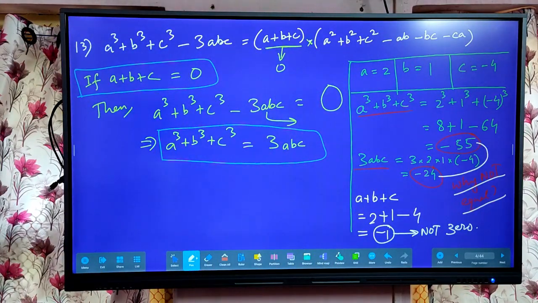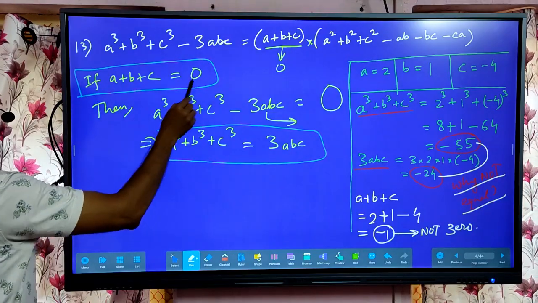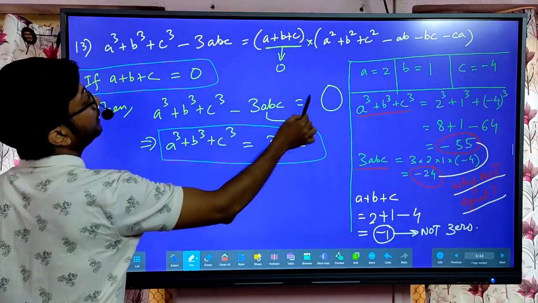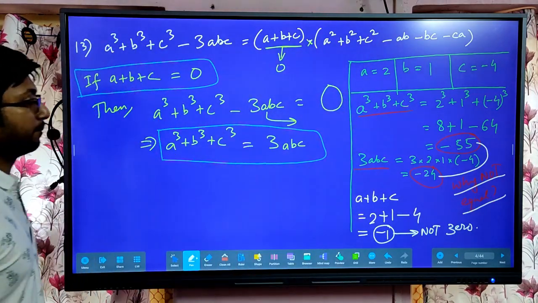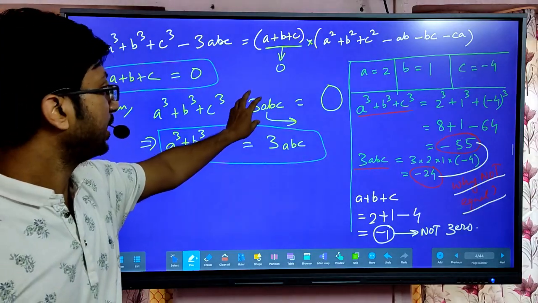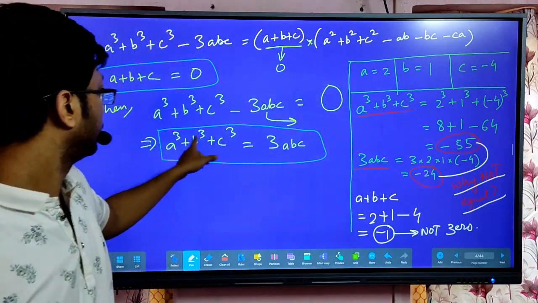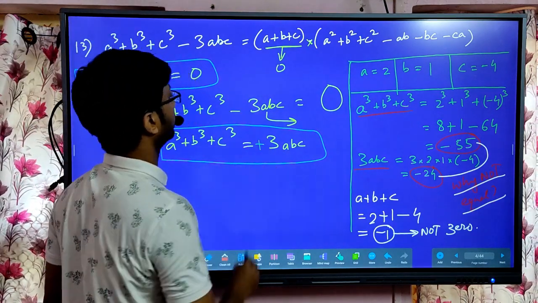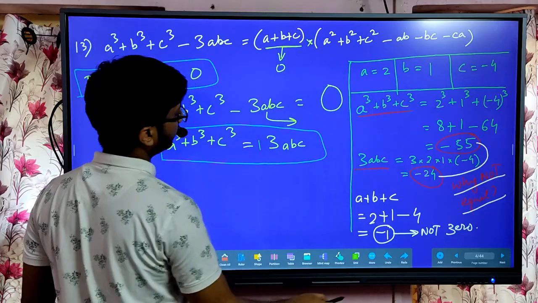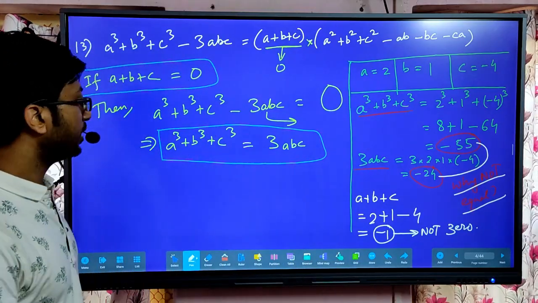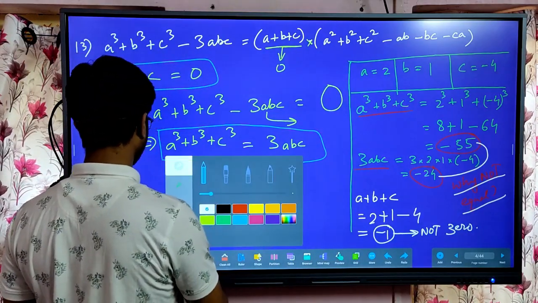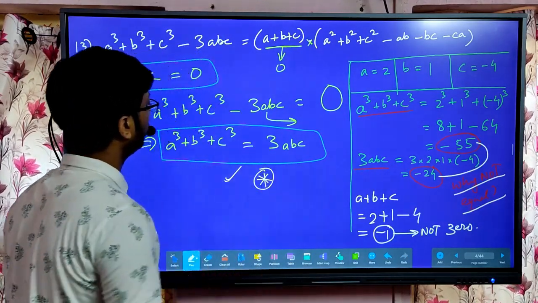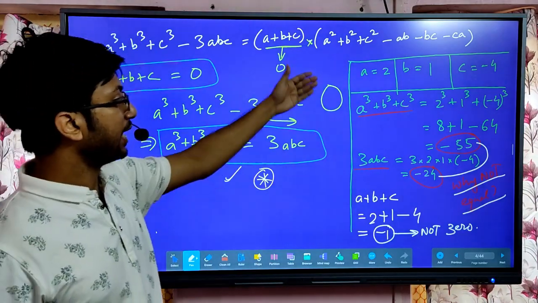Am I right? So I have written, if a plus b plus c is 0, then a cube plus b cube plus c cube minus 3abc will be equal to this entire right side, which is 0. Now if I shift this 3abc to the right side, a cube plus b cube plus c cube will be, this minus will become plus over here. So we don't write plus, so it is 3abc. We are going to use this formula in upcoming problems, and this is valid only when a plus b plus c equals 0. We will see live examples.